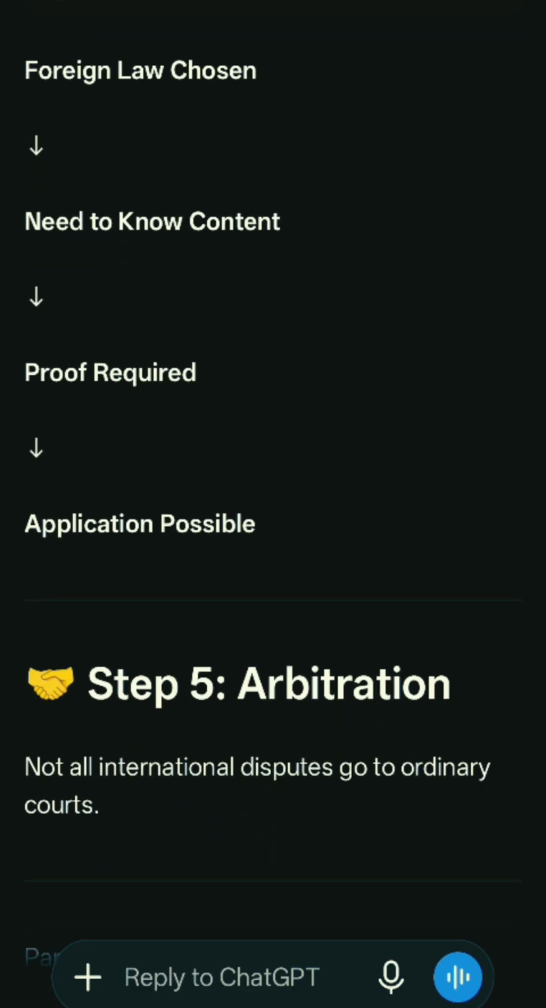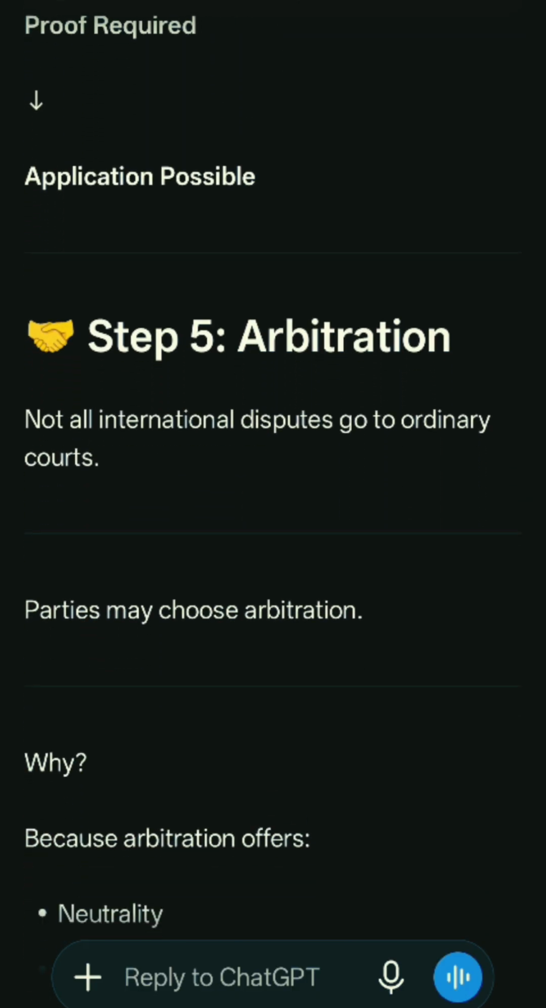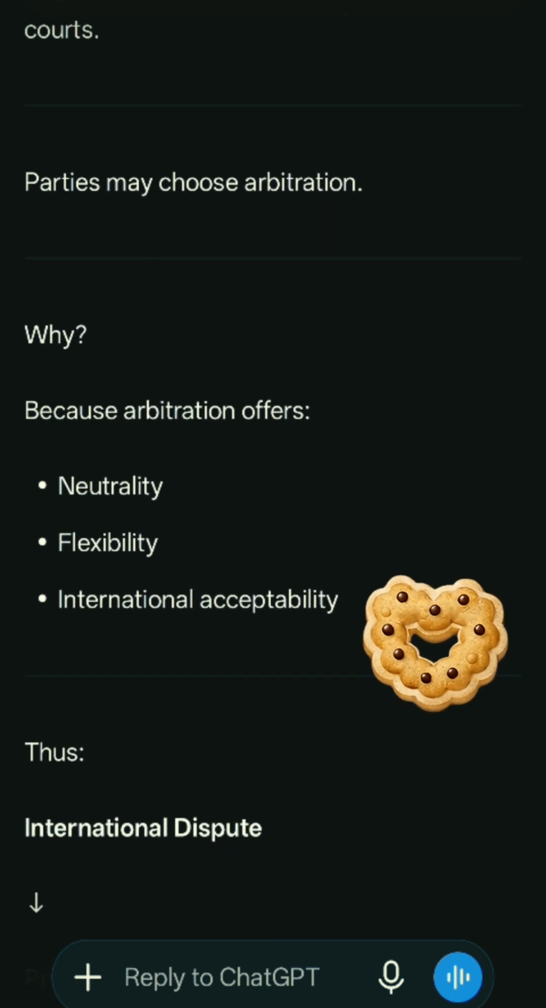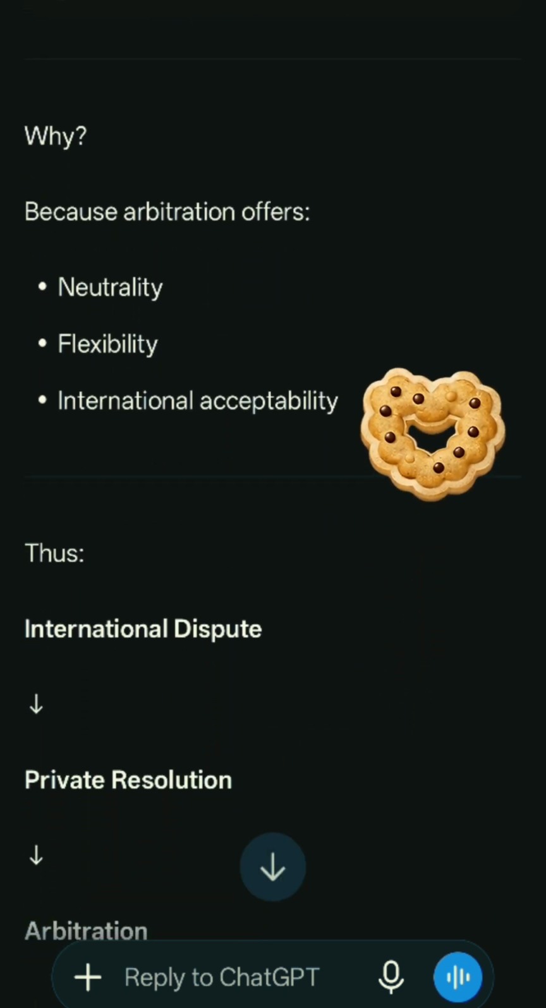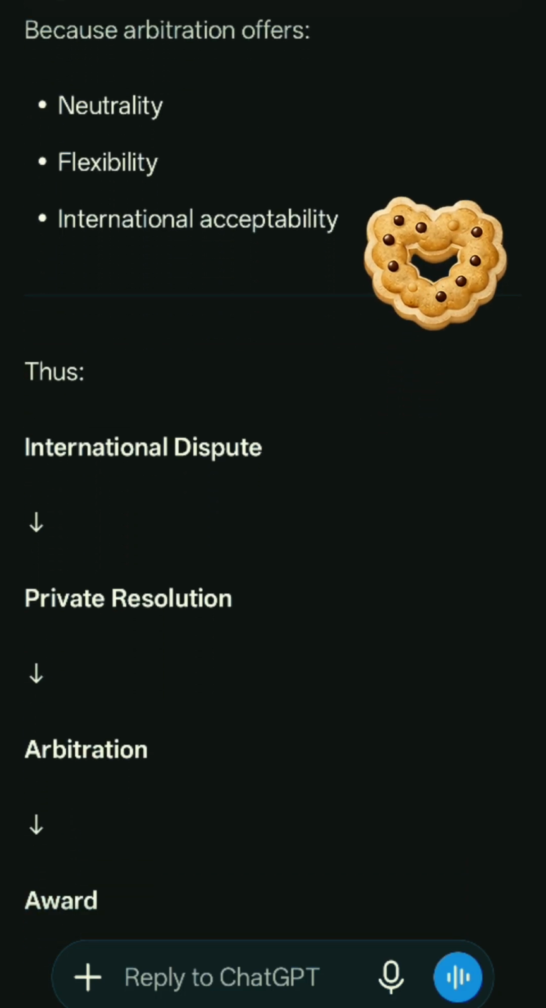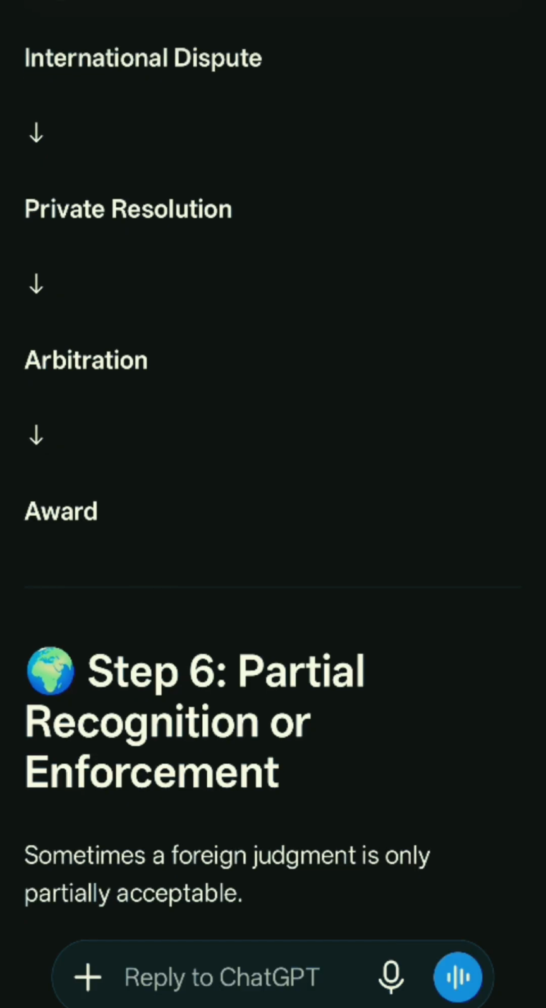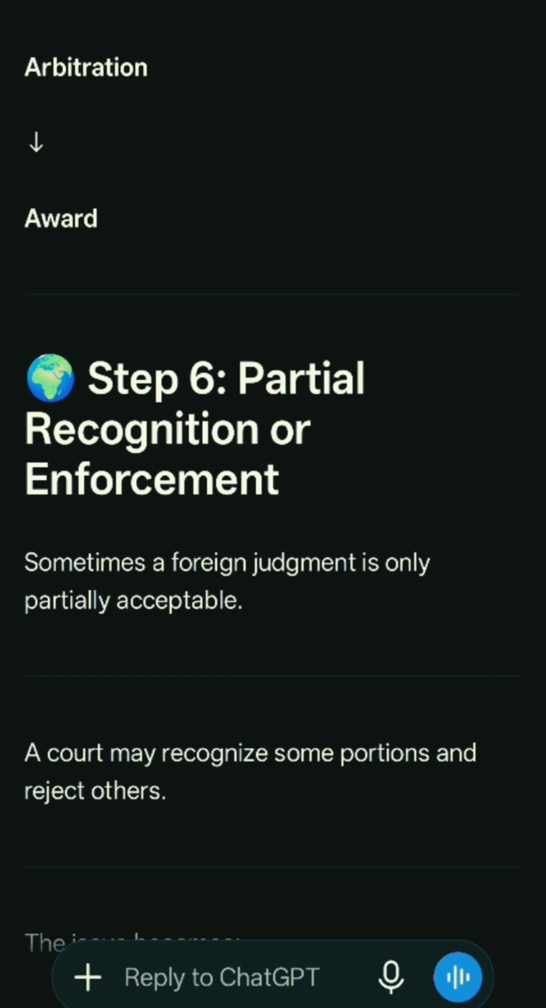Step 5, arbitration. Not all international disputes go to ordinary courts. Parties may choose arbitration. Why? Because arbitration offers neutrality, flexibility, and international acceptability. Thus: international dispute, private resolution, arbitration, award.